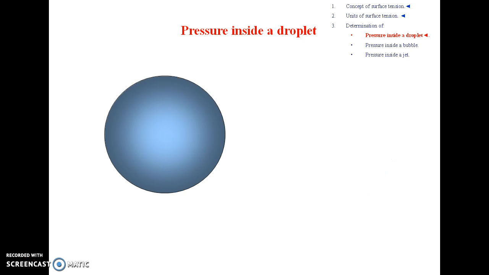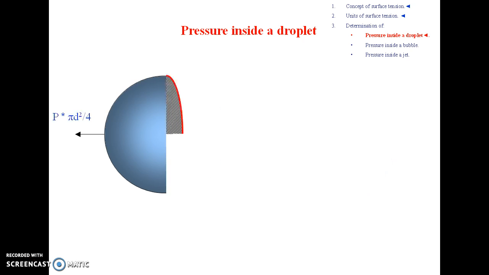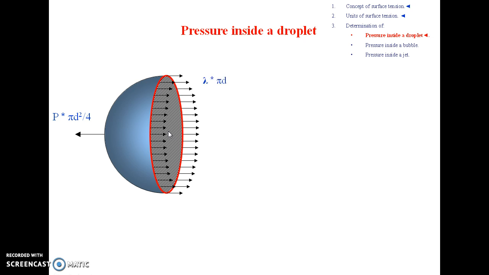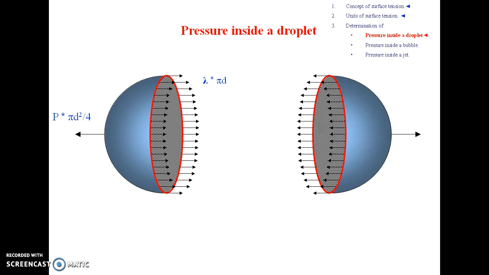If you view it differently, this droplet when split into half appears like this. The pressure force is pressure multiplied by the area, pi d squared by 4, which is this shaded area, and it is being opposed by the force due to surface tension, which is lambda multiplied by the length of this red line, which is the length of the surface, pi d, the perimeter of the surface. Same is the case with the second half.